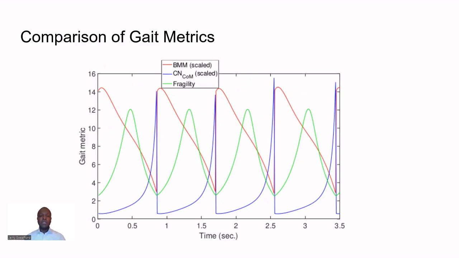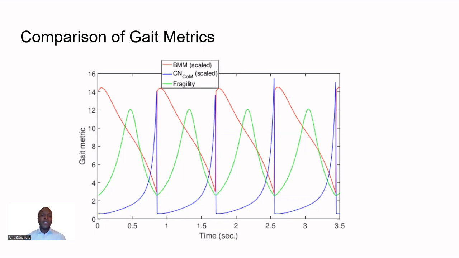Okay, so here's a comparison of the gait metrics. There are three of them. You'll notice it says scaled for the balance maneuverability measure and for the condition number. That's because the BMM is in a range of 0 to 0.1, so it's a very tiny range. So I multiply it by a factor to get it into a range that's closer to that 0 to 12, 0 to 15 range that we see with my fragility metric, which is a nice range. I like it at least.